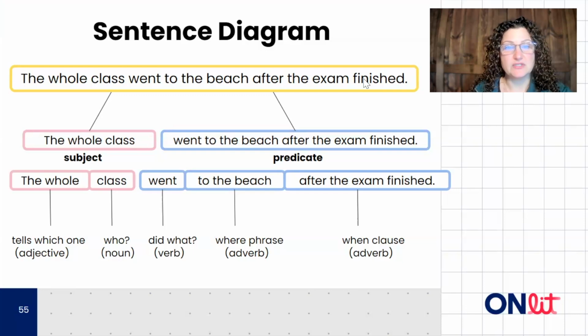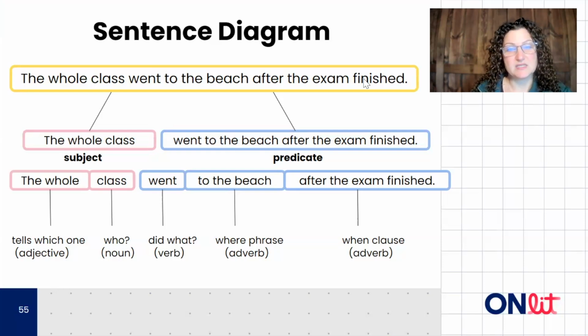We can break it down to a subject, the who, the whole class, and the predicate, did what, went to the beach after the exam finished. The subject can be further broken down into an article, the, and an adjective, whole, which tells us more about the noun, which class, the whole class. Altogether, the article, the adjective, the noun, the whole class make up the complete subject.